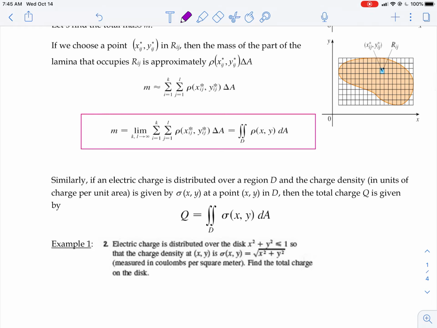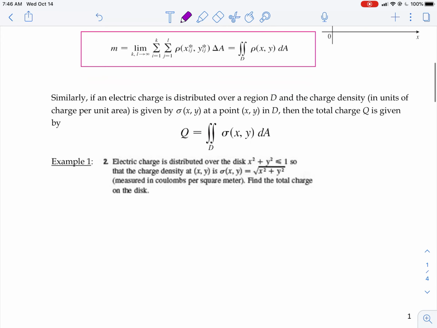Similarly, if an electric charge is distributed over region D and the charge density in units of charge per unit area is given by sigma of x, y at a point x, y in D, then the total charge Q is given by, and all we have to do if we want to find the total charge is take the double integral of our sigma function dA.